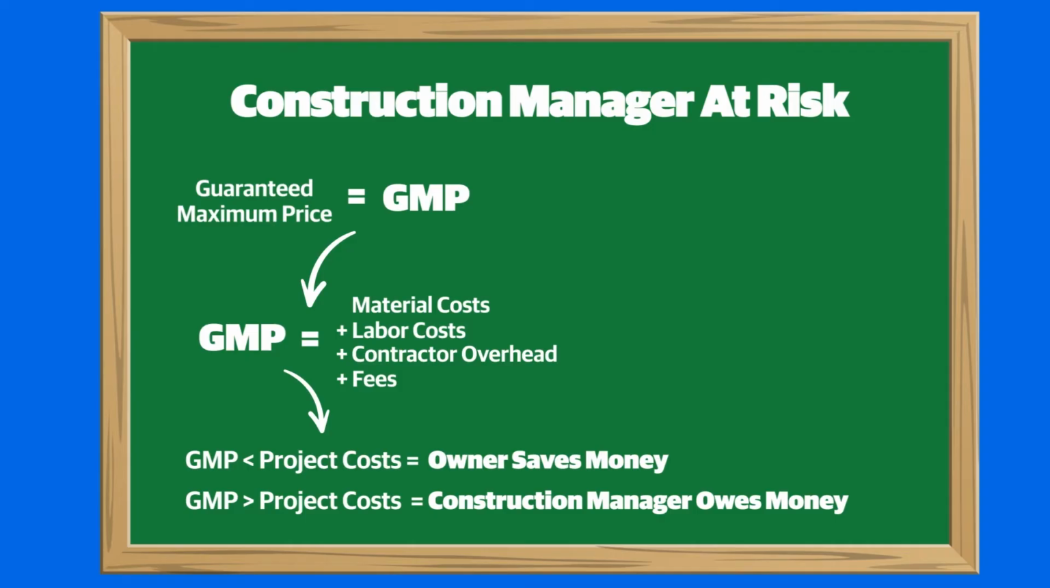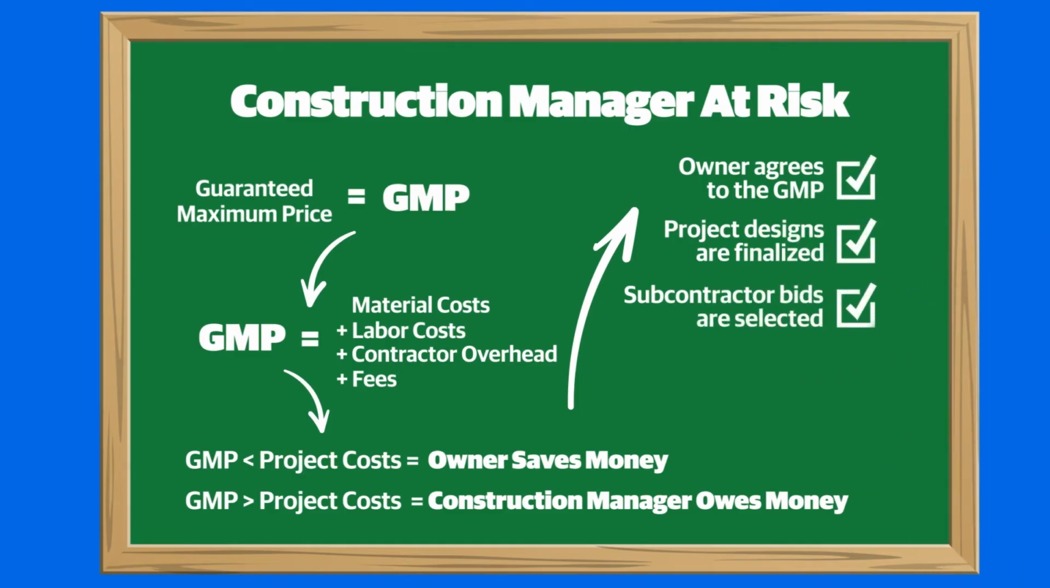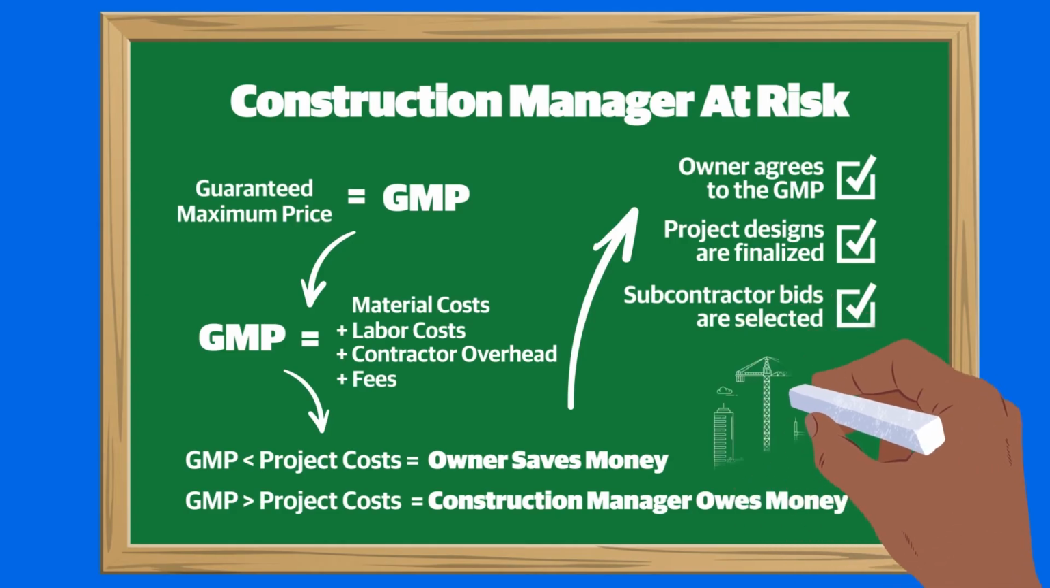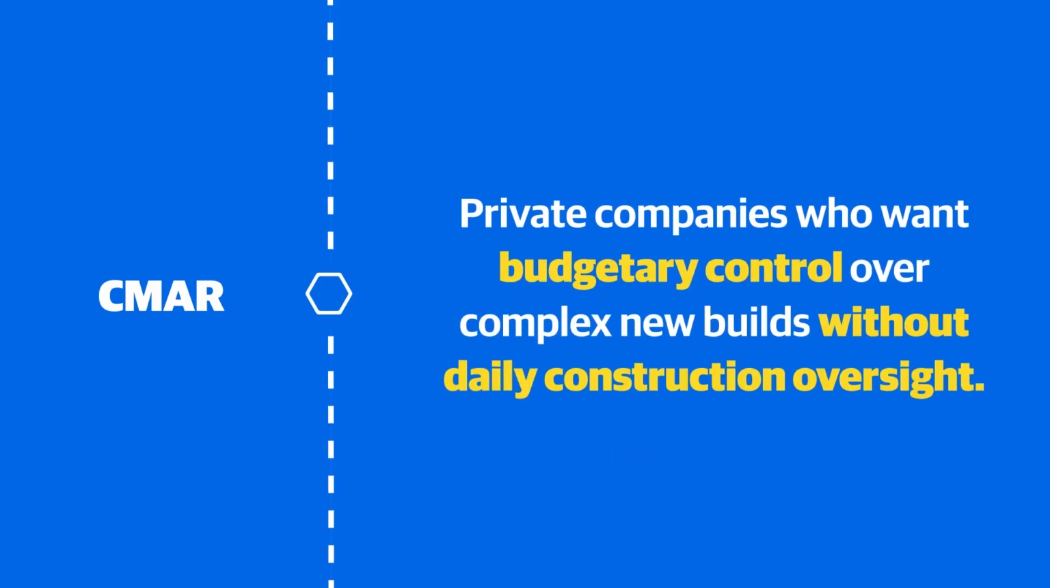This financial risk motivates the construction manager to act in the owner's best interest and maximize the budget. Once the owner agrees to the GMP, project designs are finalized, and subcontractor bids are selected, construction can begin. Construction Manager at Risk is most often used by private sector organizations who want to exercise budgetary control and are not interested in overseeing day-to-day construction.